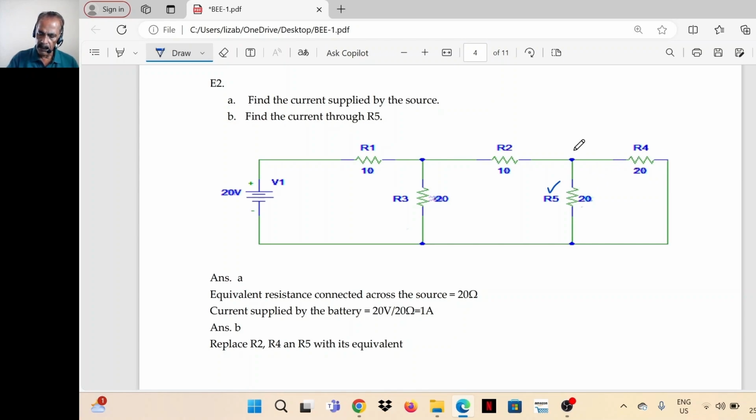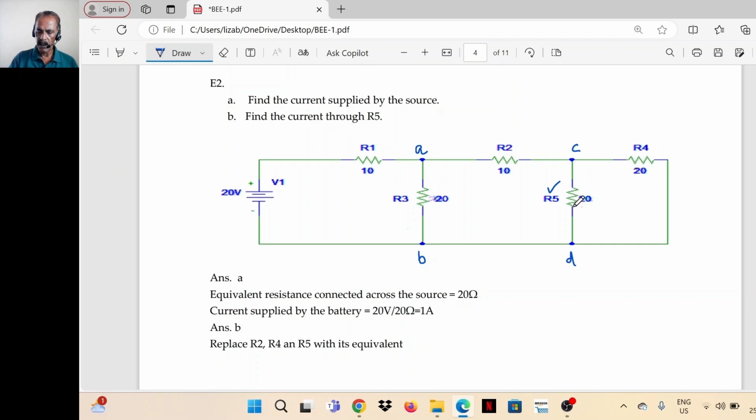R4 and R5 both are connected across, I'll mark the terminals as A, B, C, D. So R4 and R5 both are connected across C and D, the same terminals. R4 is connected between C and D. R5 is also connected between C and D. So these resistors R4 and R5 both are in parallel.